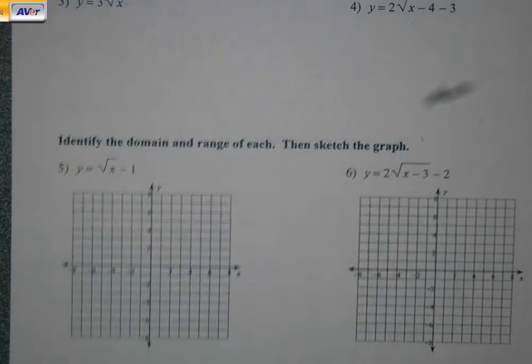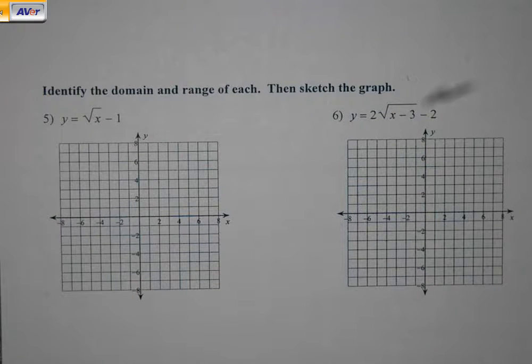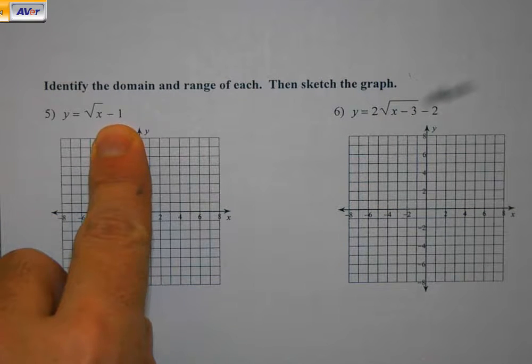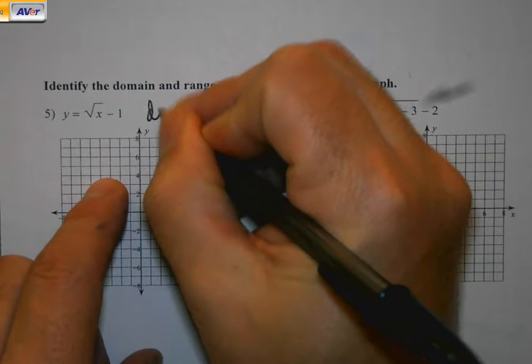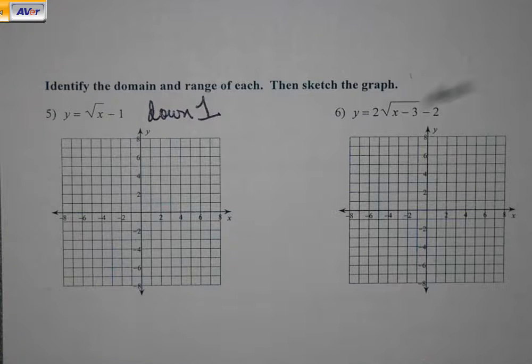So when I get up to the next part here, identify the domain and range of each, then sketch the graph. Now, I know it does not say we have to write down a shift. I think it's a really good idea, though. So we're going to. So, what direction is this -1 telling me to go? Down 1. Okay, that could come in handy. So, there's a couple of ways we can tackle this.